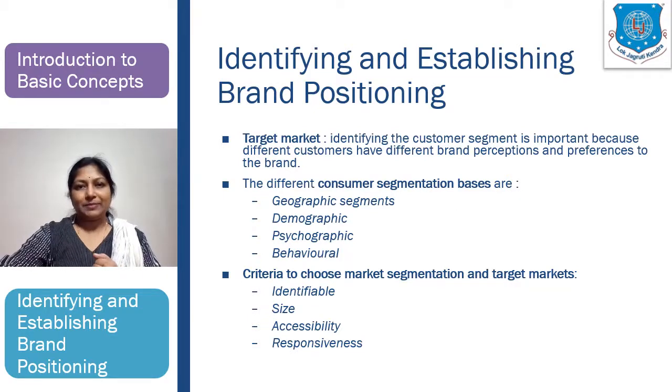The criteria to choose market segmentation and target markets is, first, can we easily identify a segment? Second, the size, that is, if there is going to be adequate sales in that segment or not. Thirdly, accessibility to the segment, that is, if the distribution channels and the communication media are available or not. The next is responsiveness, that is, how favorably the segment will respond to the marketing programs.